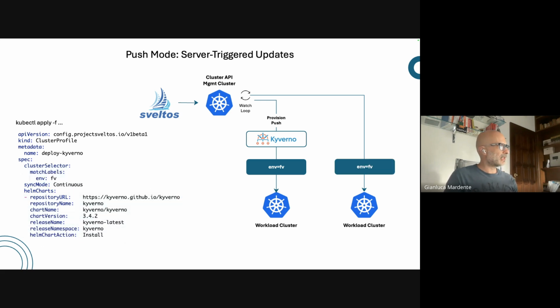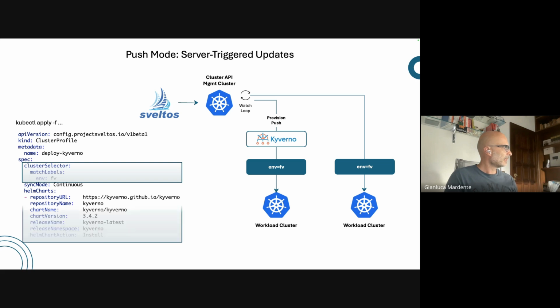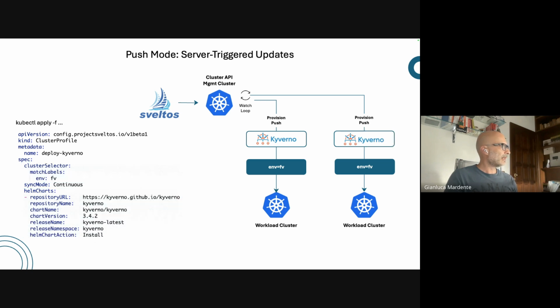And if the same label gets applied to the other cluster, the same process repeats. Sveltos automatically detects that this cluster is a match for this cluster profile, takes the Helm charts or YAML that needs to be deployed, in this case, it's just the Kyverno chart, and deploys it. And if you remove the label from a cluster, the default Sveltos behavior is to say this cluster is not a match for this cluster profile anymore. So whatever was deployed because of this cluster profile will be undeployed from this cluster.